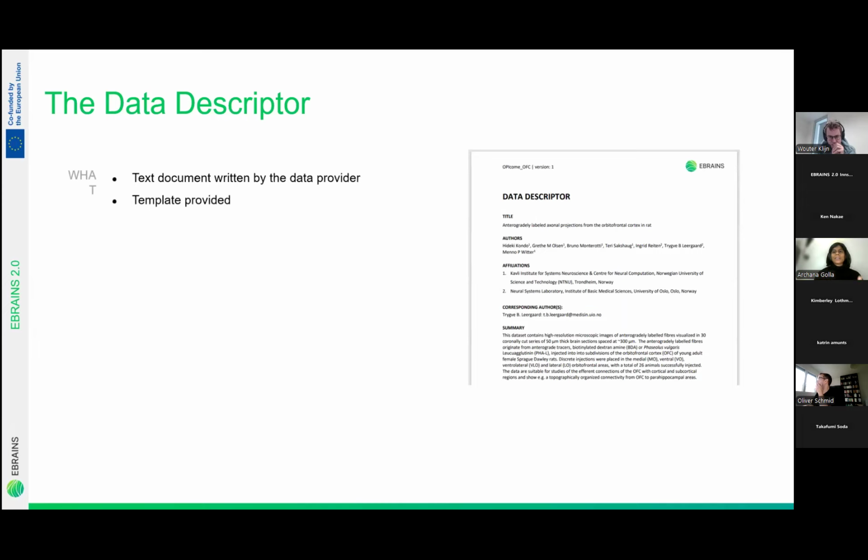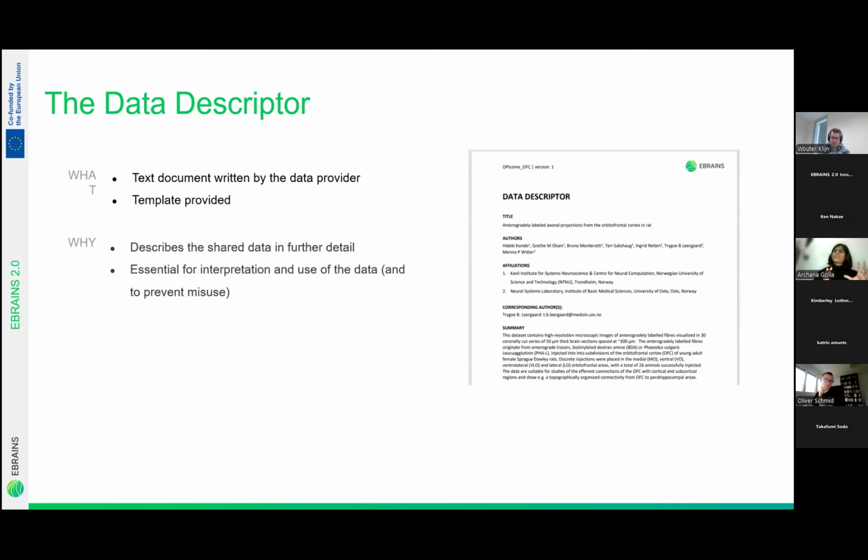It's a text document where we provide a template, and this template is based on the Nature Scientific Data article template. And why do we need it? All the other metadata on the eBrains knowledge graph is both machine readable and human readable, but this data descriptor provides more detailed information on the data provenance, which is easier for humans to understand and ingest. And then this is finally uploaded on the repository as a PDF, and then users can access it.